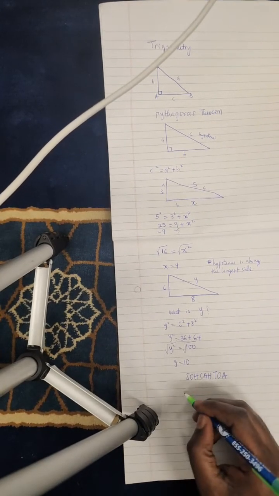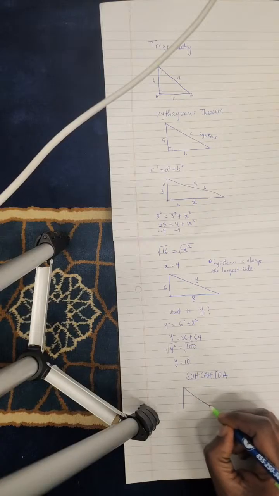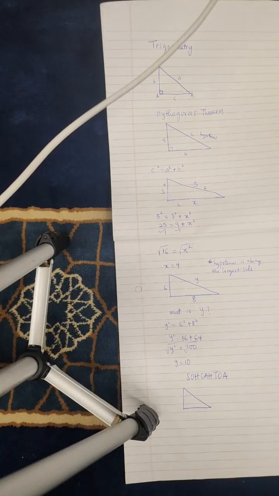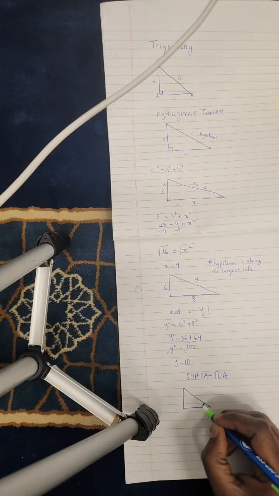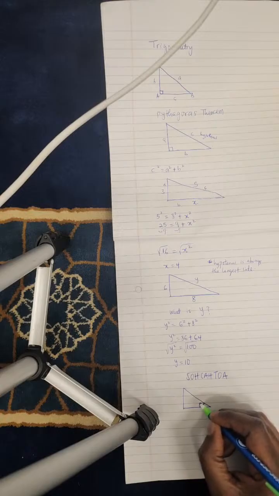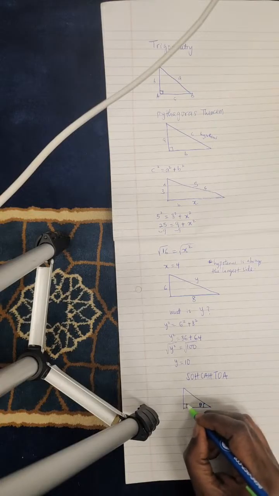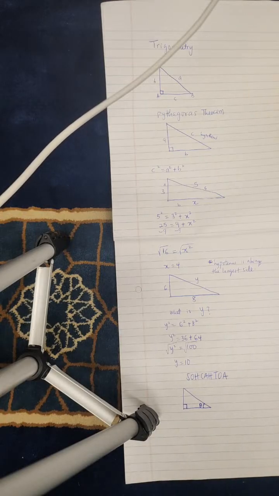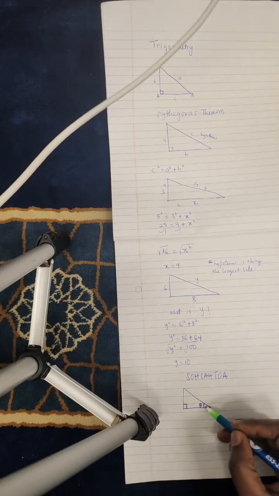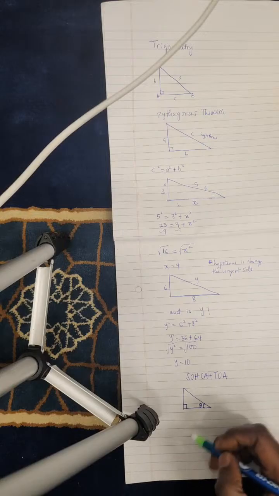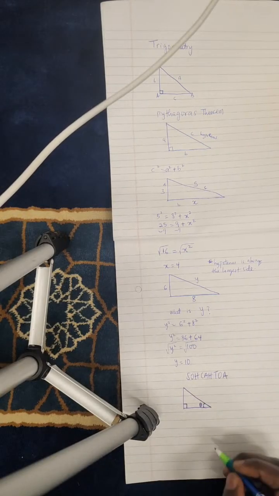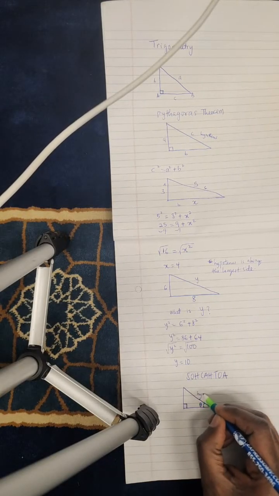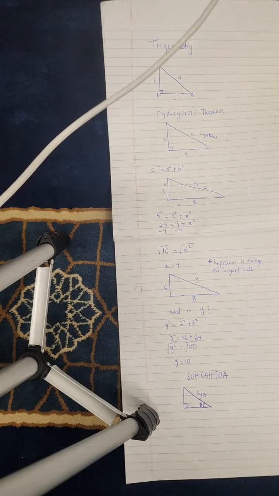Now, let's have a look at this triangle. Here we have an unknown angle, let's call it theta. And this is a right angle triangle. Okay, we have a right angle triangle. We have an unknown angle theta. Now, I want you to understand this. Look at this. This is the longest side. The longest side of a triangle is called the hypotenuse.